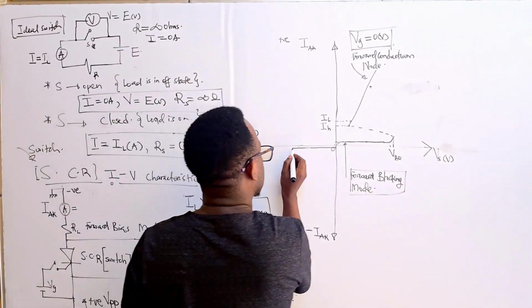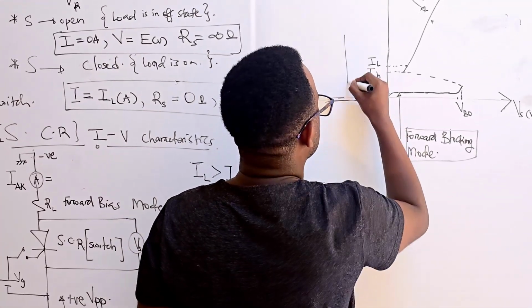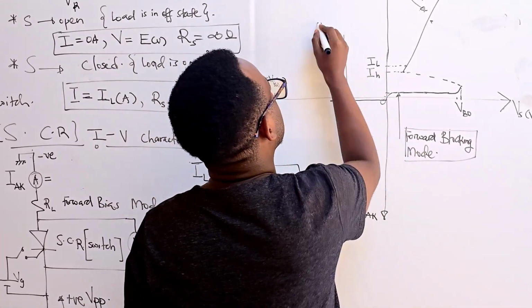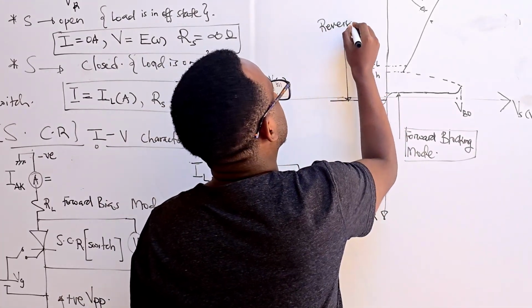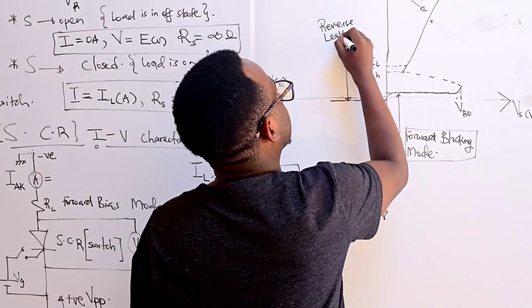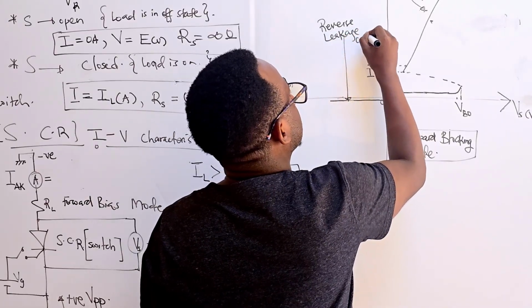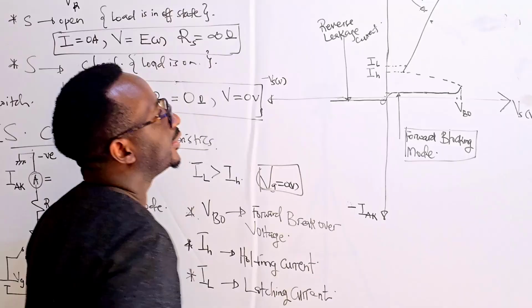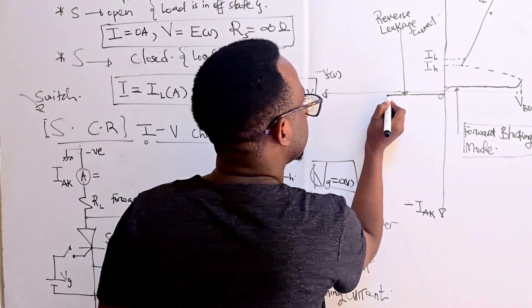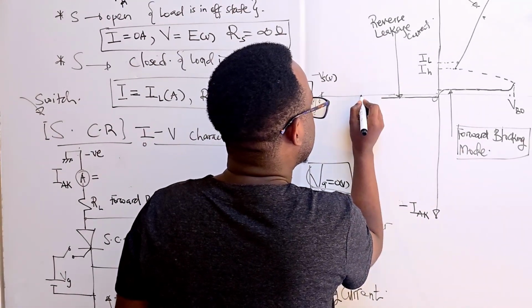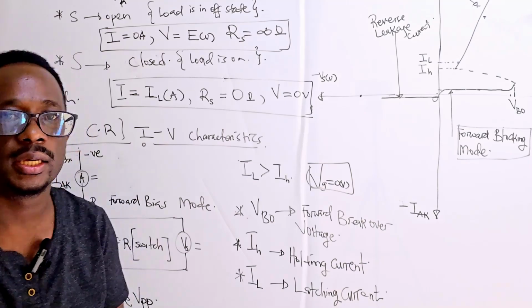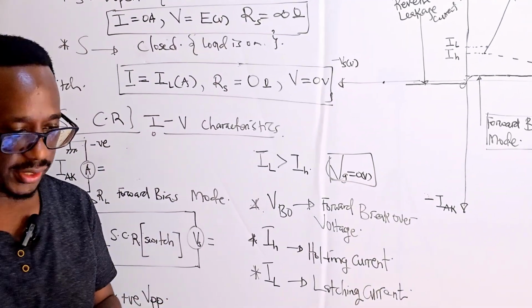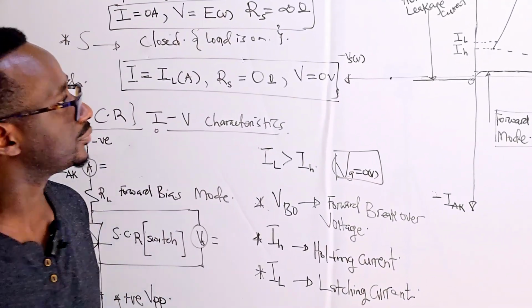So this is what we call the reverse leakage current. But this device has limits as well, like any other device. Every switch has limits.